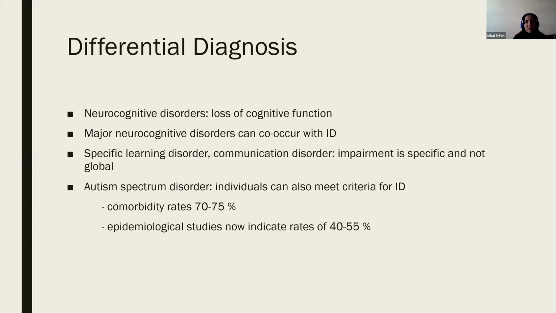People with autism, a large percentage of them will also meet criteria for intellectual disability because they are comorbid at 70 to 75% of cases where they will also have intellectual disabilities. So the epidemiological studies indicate a rate of about 40 to 45% of people with a combined type of a problem.